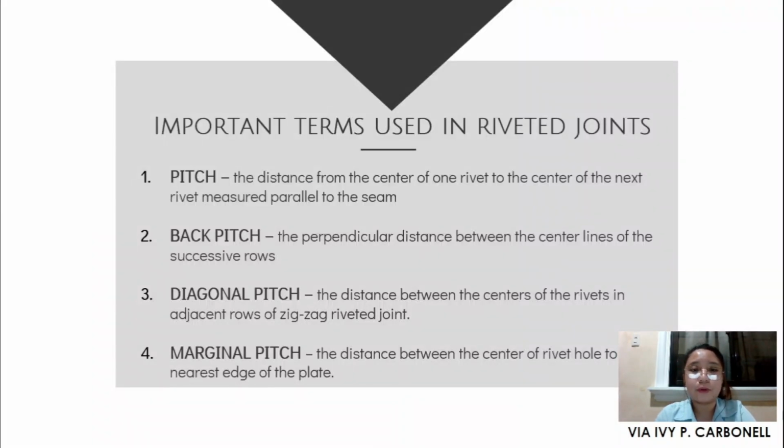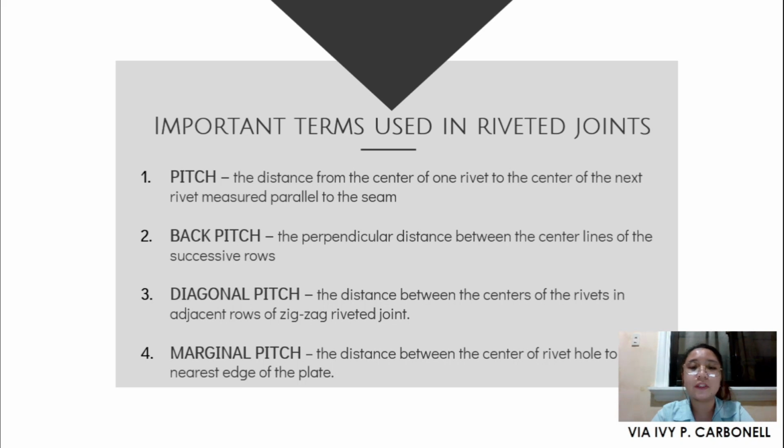Let's move on with the important terms used in riveted joints. First is the pitch. As I said earlier, the symbol is small letter p. This is the distance from the center of one rivet to the center of the next rivet measured parallel to the seam. The next one is the back pitch.